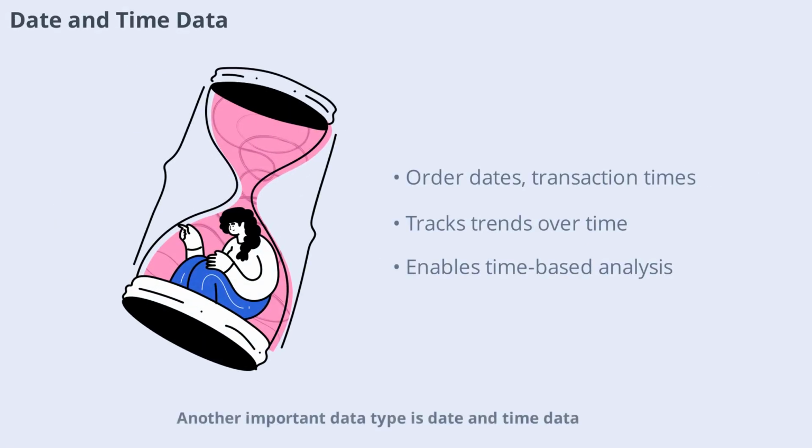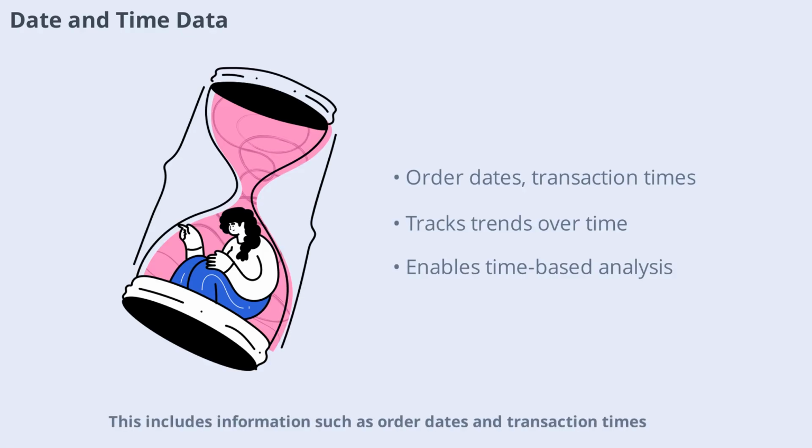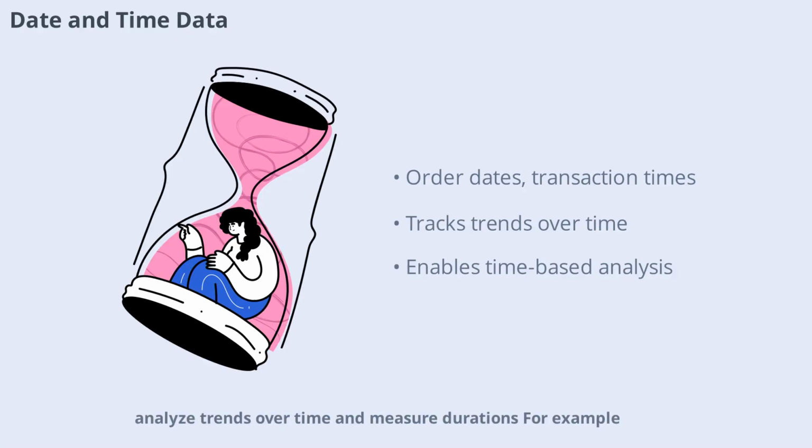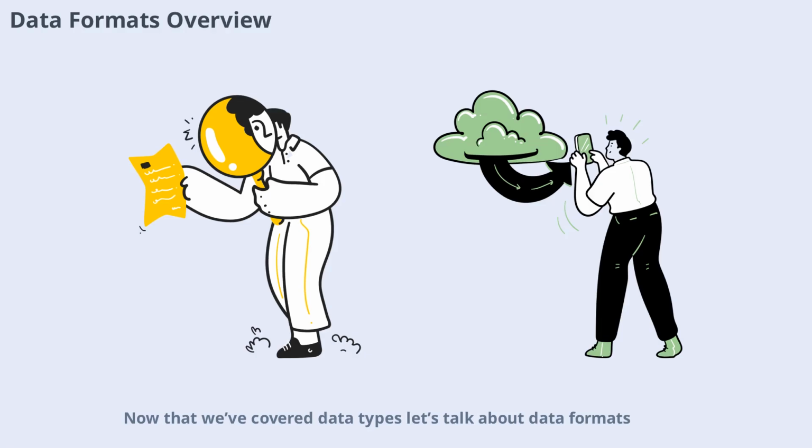Another important data type is date and time data. This includes information such as order dates and transaction times. Date and time data allow you to track when events happen, analyze trends over time, and measure durations. For example, you might want to see how sales change from month to month or identify peak transaction times. Handling date and time data correctly ensures your analysis is accurate and helps you uncover patterns that might otherwise go unnoticed.